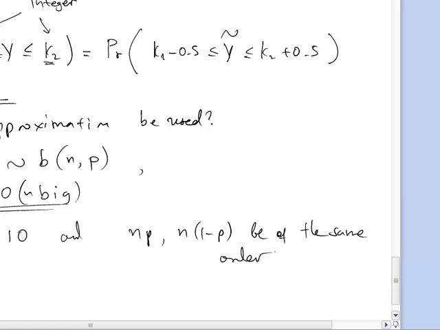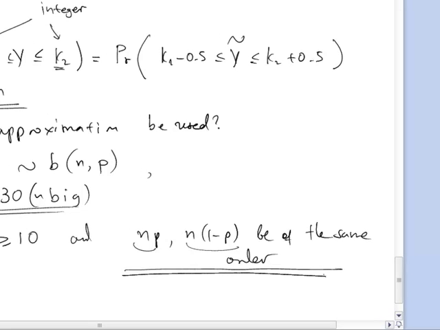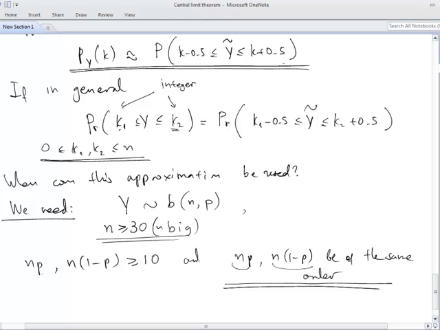So in other words, if you divide n times p by n times 1 minus p, you should not get a fraction which is less than 1/10 or a ratio which is greater than 10. That's what we actually mean by the same order. The approximation is best when p is equal to 1/2, and it gets less good as p departs from this 1/2. If p is very small relative to 1 minus p, then we should not use that approximation, because for this approximation to be valid, it requires a truly much bigger n than 30. We should use the Poisson instead.